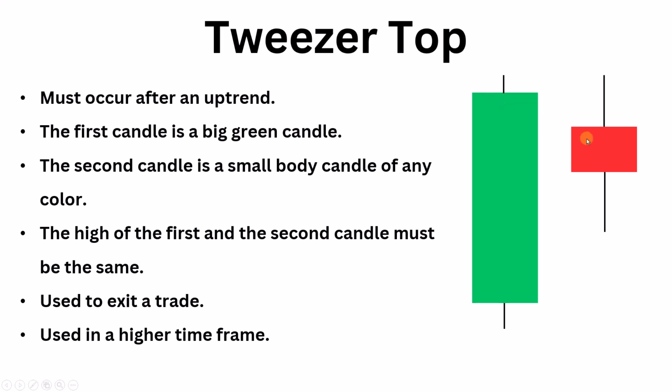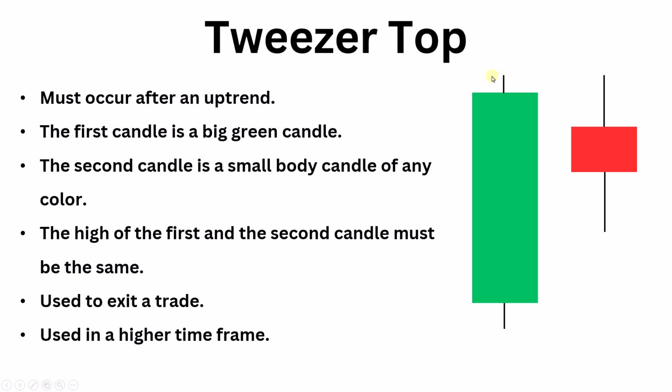Okay. The second candle must be a small body candle, and it can be of any color. So this can be either red or green. Okay, and it must be a big candle. Now the characteristic that makes it a tweezer top is that the high of the first candle and the high of the second candle must be at the same level.